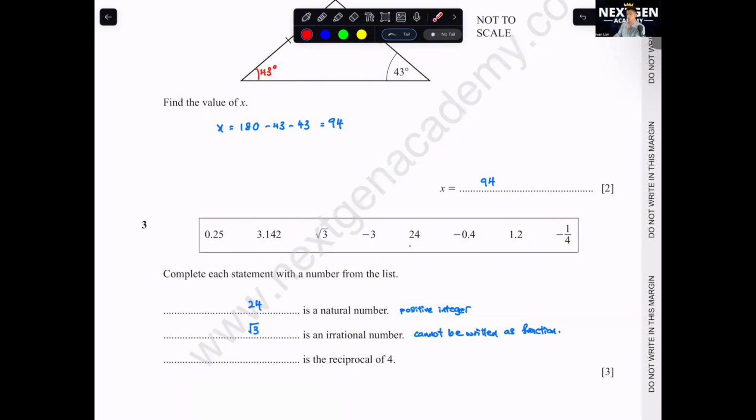Reciprocal means the inverse of it. Inverse of 4 is 1 over 4, which is 0.25.